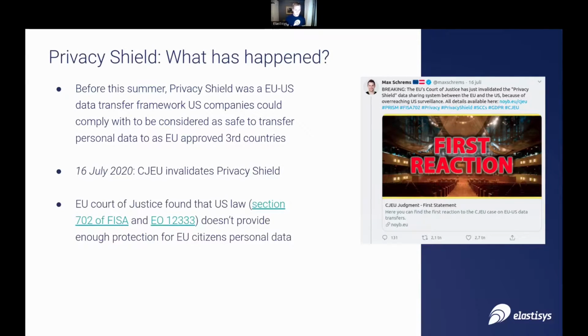brought down. What the EU Court of Justice found was basically two things: that the FISA law that the US has and the Executive Order 12333 don't provide enough protection for EU citizens' personal data. So this is the overarching problem, that the US has quite strict surveillance laws, while the EU has quite strict privacy rules, and they don't really match up in a good way.